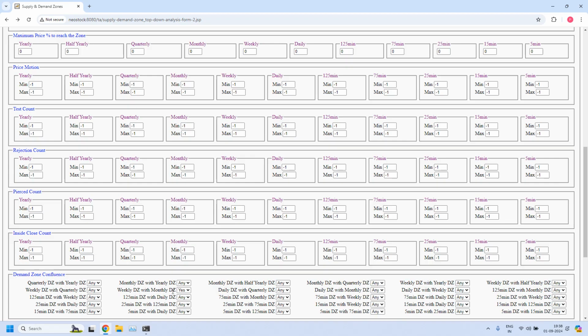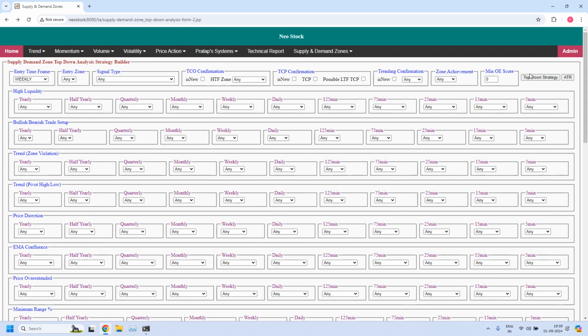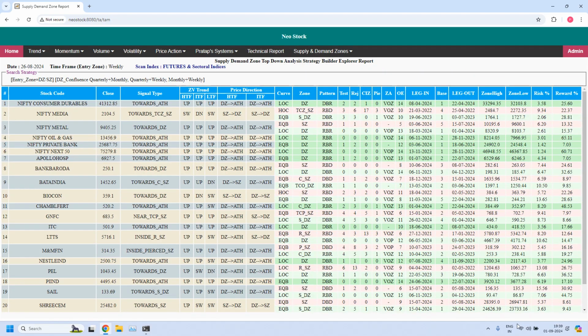Already we enabled weekly demand zone with monthly. Next, weekly demand zone with quarterly I am also enabling. And also ITF and HTF confluence, that is monthly and quarterly. This filter also I am enabling. That means the weekly zone is part of the monthly zone, and both weekly and monthly are part of the quarterly zone. That is what LTF, ITF and HTF confluence means. Still we got a good number of stocks.